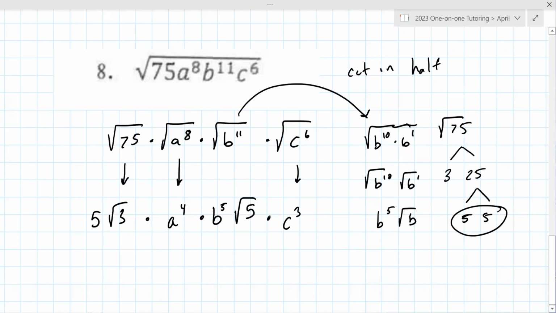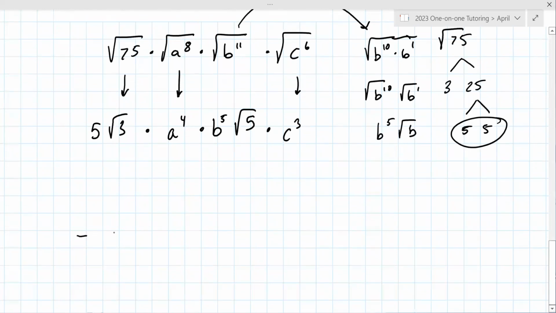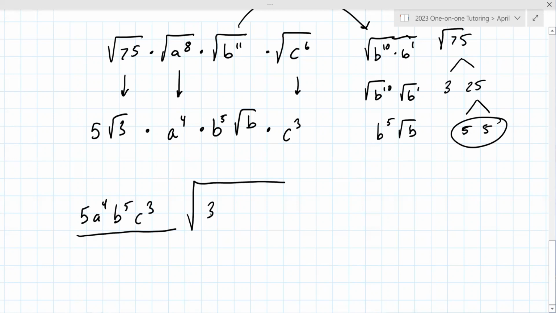All right, so now we're really there. We pretty much have it. It's disorganized. So you group all the stuff that goes outside the root and all the stuff that goes inside the root. So the outside is the 5, the a to the 4th, the b to the 5th, the c cubed. Sorry, this is a b in here, not a 5. Ooh, that's bad. 5, a to the 4th, b to the 5th, c cubed, square root of 3, b, like that. Okay.